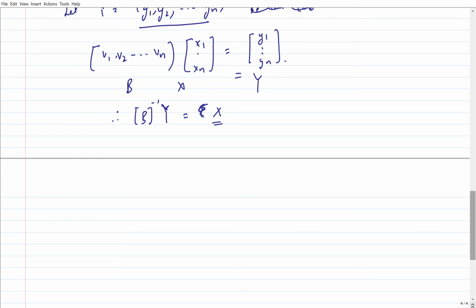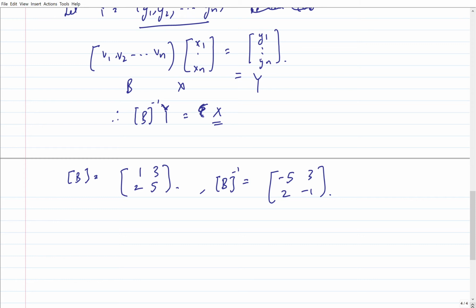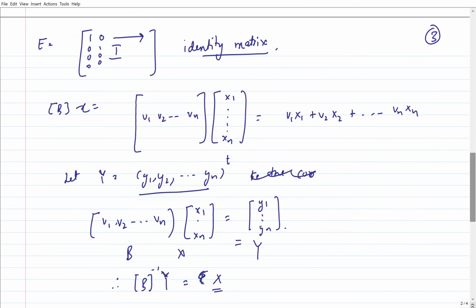So as a concrete example, let's say the previous example I had the matrix B as 1, 3, 2, 5. If you calculate the inverse, that turns out to be -5, 3, 2, -1. I'm not doing this in my head. This example has been given in the book, so you can verify it.